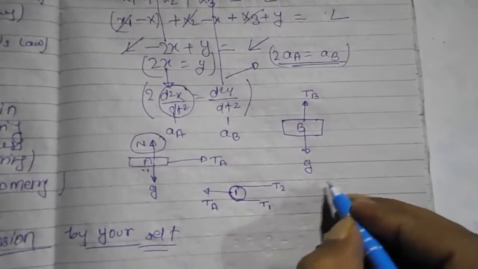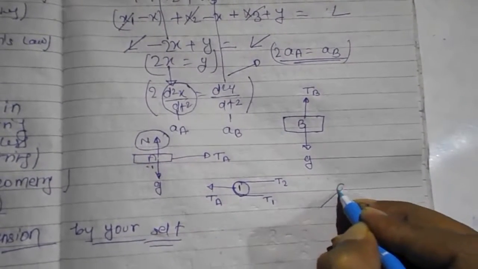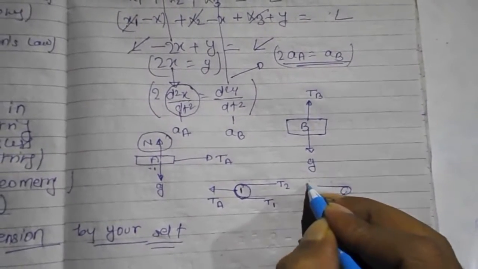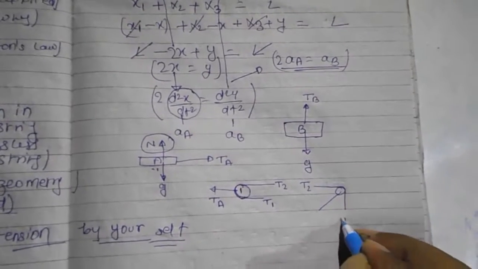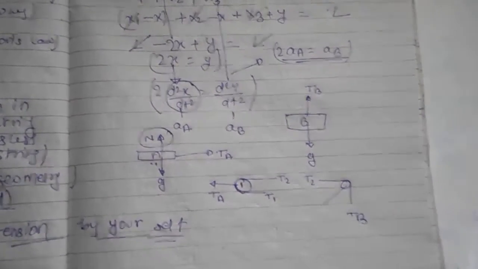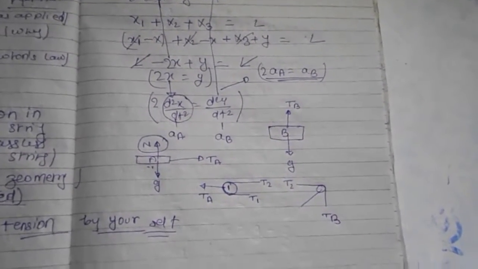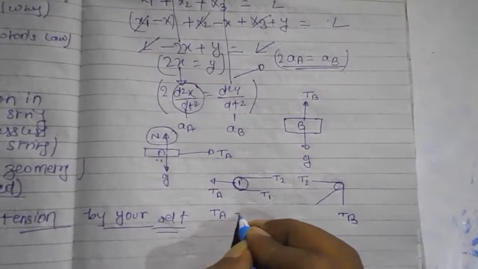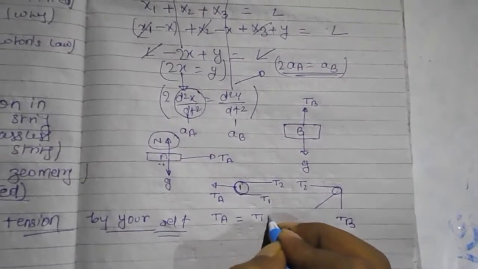Okay, and here this is my third pulley. Tension on this here, this is T2, this is TB. Okay, so guys, you know what I can write? TA is equal to T1 plus T2.